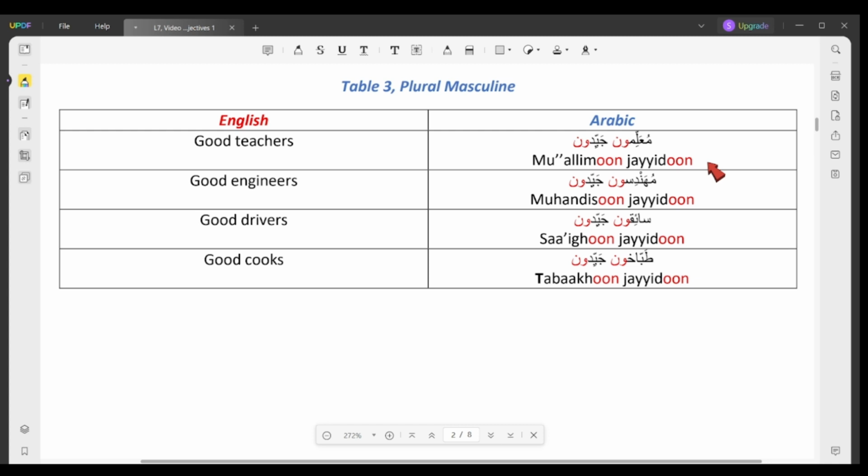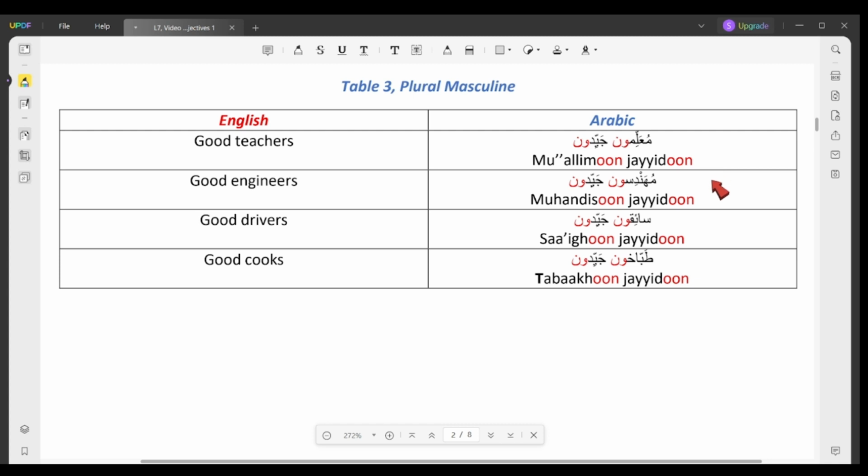And from this we understand the second rule of adjectives, and that rule is that an adjective needs to match the word it refers to in terms of number as well as gender. So if we have a singular word, our adjective is also going to be singular, and if we have a plural word, our adjective is going to be in the plural form.